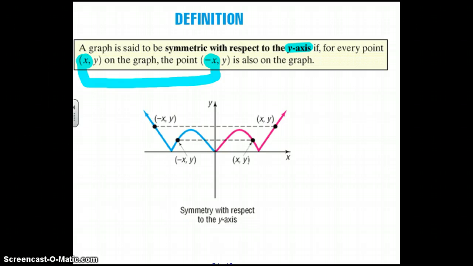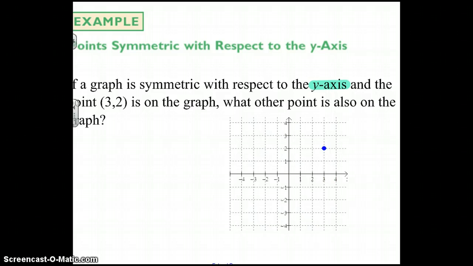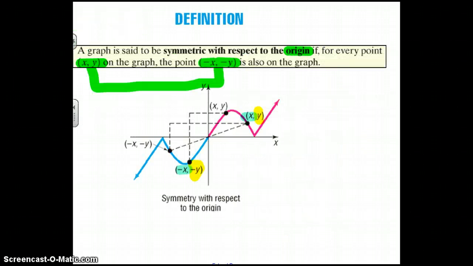To reflect about the y-axis, I'm replacing what? X with negative x. So the red becomes the blue. So in this case, if I just have a point, again, 3, 2, the definition of y-axis symmetry is to replace the x with a negative x. So this point becomes negative 3, 2. And you can see that's reflecting about the y-axis.